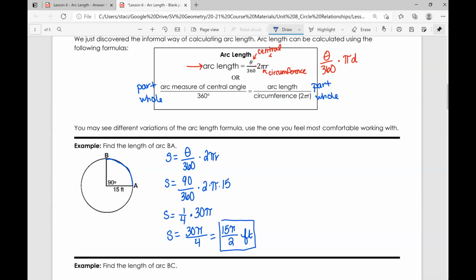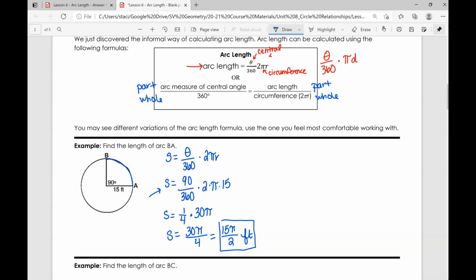Some people may prefer, if you go back up to the second step, to say, okay, 90 times 2 times 15, and then divide that by 360 and then tack on the pi at the end. Just remember, if you're going to leave your answer exact, then you also need to make sure you leave your fraction in simplified form as well. Like I said, if it says to do approximate, then you would just take 15 times 3.14 divided by 2.